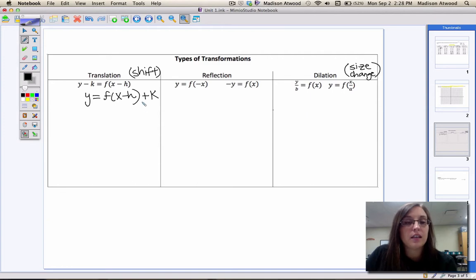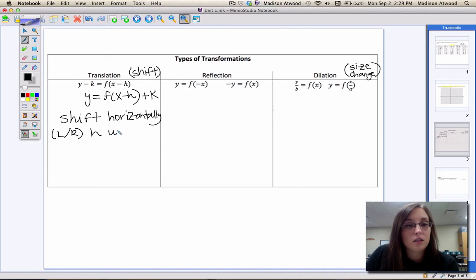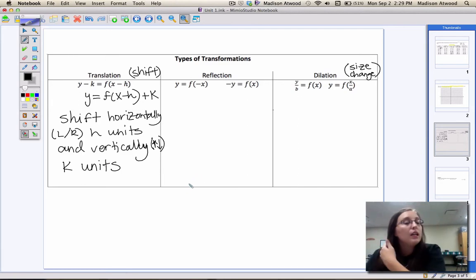So when we have a function like this, it's going to be translating it. And basically shown either way, this is a translation where it's a shift, and it'll be shifted horizontally, so that would be left or right, h units, and vertically, that would be up or down, k units. Okay? All right.